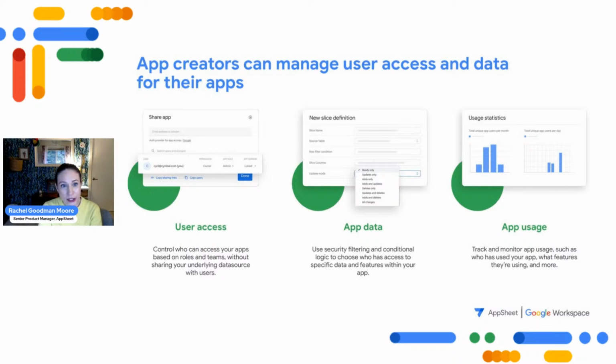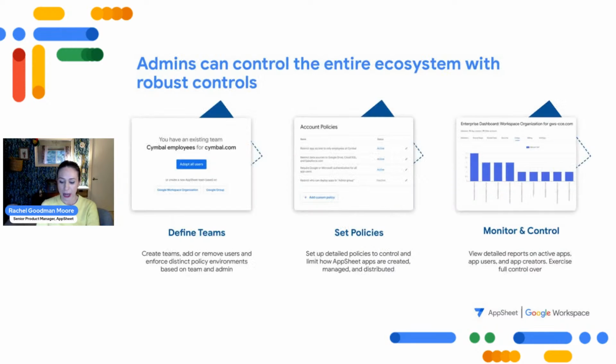So app creators can manage their individual users' access and access to data for their apps. App creators get to control who their app is shared with and what those users can do with those apps. They get to filter the data directly within the app via slices or even with security filtering. They can also control app usage and the data access on the data source itself, and they can monitor app usage with AppSheet's monitoring capabilities. And you see a screenshot of one of those things here. We'll talk more about things coming up in the future as well. So that's the role of app creators.